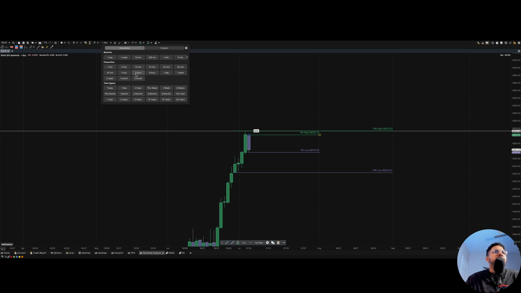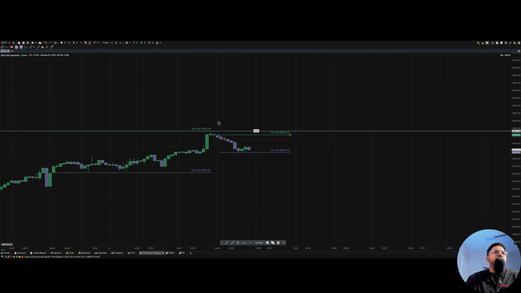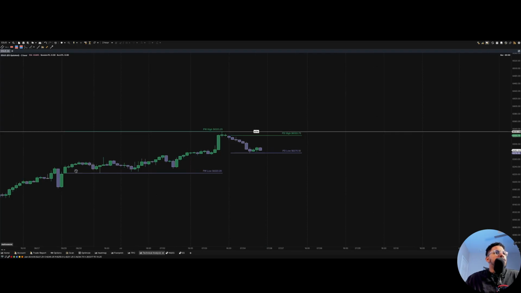Well, we can actually go down to the 2-hour. What I like looking at here is the structure. For example, most of the week we kind of just consolidated here the first few days, and then we essentially started buying up the market until Friday session, where we have bearish structure all throughout the day.